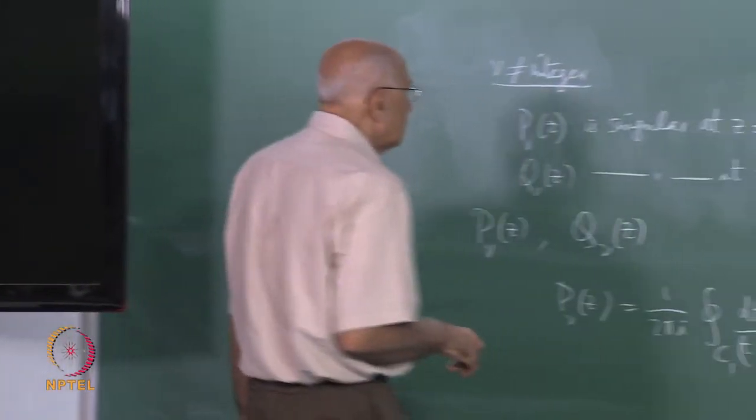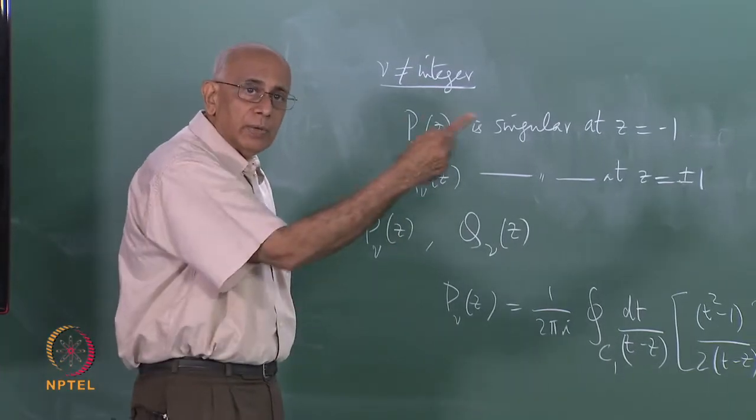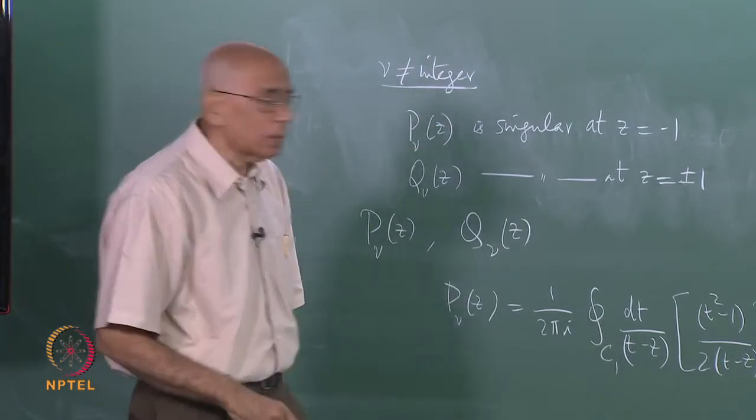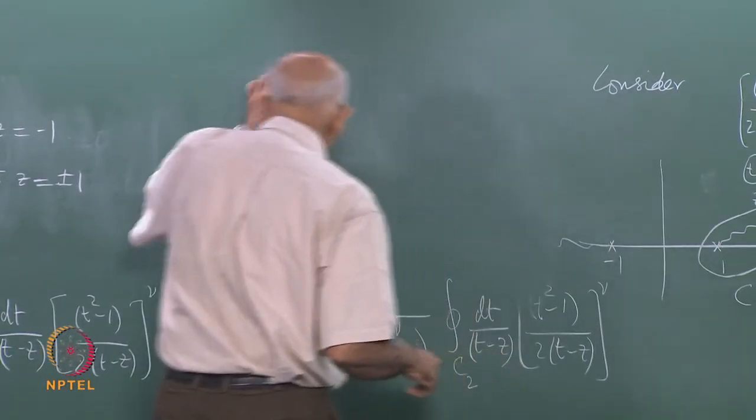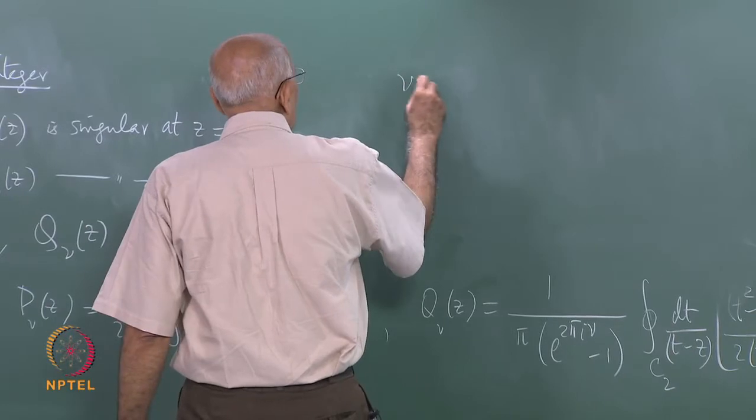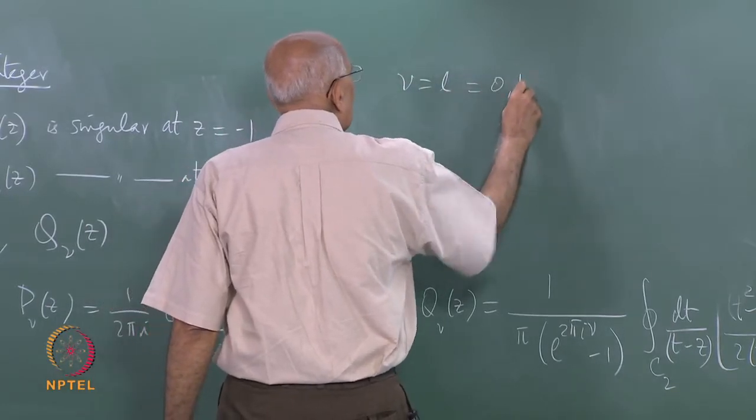Okay. Now let us look at what happens when you have integer values, and then a whole lot of cases would arise immediately. So let us look at nu equal to l equal to 0, 1, 2.